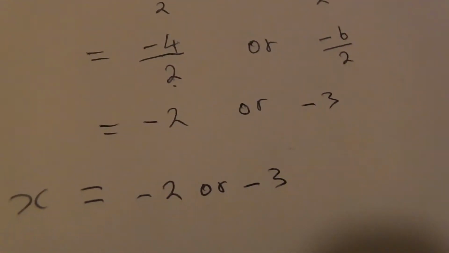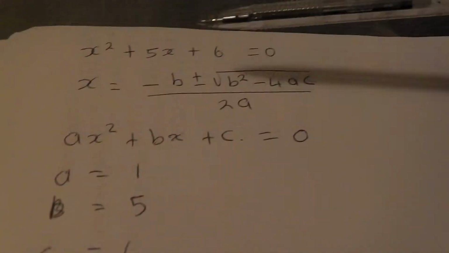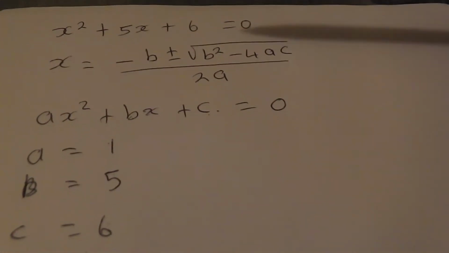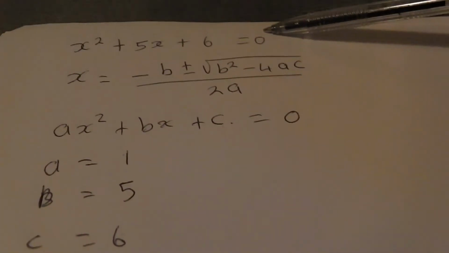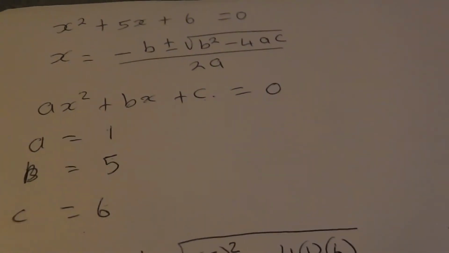Okay, so what you can do now is you can actually test to see if we put our solutions that we found, -3 and -2, into our original equation, will it give us this value 0 here? Okay, so let's do that.